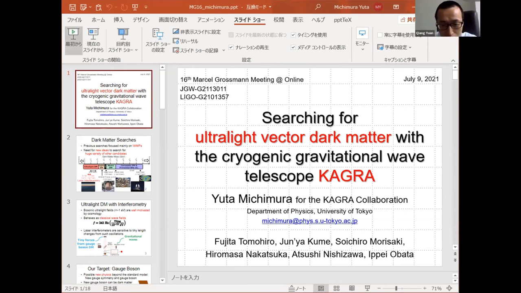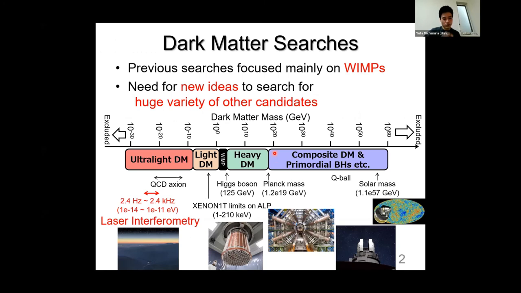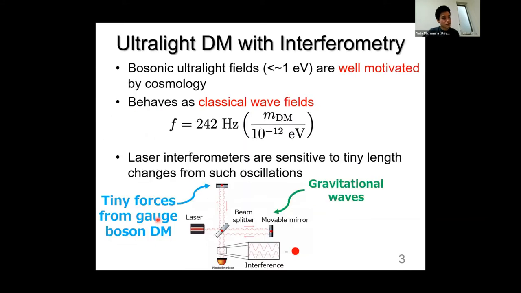Yes. Okay, thank you. I'm going to talk about the ultralight vector dark matter search using a cryogenic gravitational wave telescope, KAGRA, in Japan. Maybe I don't have to introduce this, but there are various dark matter candidates, and our focus is on the ultralight dark matter, which is the lightest end of this dark matter candidate mass spectrum. In our search, we are trying to use laser interferometers. Why? Ultralight bosonic fields are well motivated by cosmology because they behave as classical waves rather than particles. If you calculate the frequency of these waves, it's something like this. For 10 to the minus 12 electron volts, the frequency is around 200 hertz, which is the most sensitive region for a gravitational wave detector.